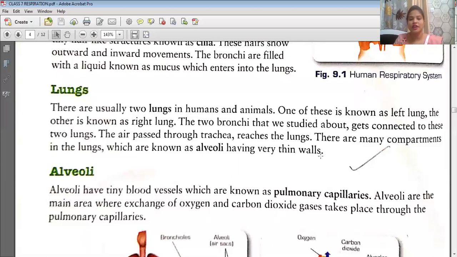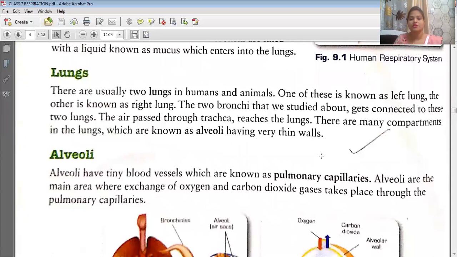The two bronchi that we have studied about get connected to the lungs. Trachea was there, then bronchi. If you imagine the shape of trachea and bronchi, it will be like an upside down or inverted Y shape. The single channel is the trachea, and when it divides into two different branches, those are the bronchi. These two bronchi are connected to the lungs. So the air that passed through the trachea has now reached the lungs.